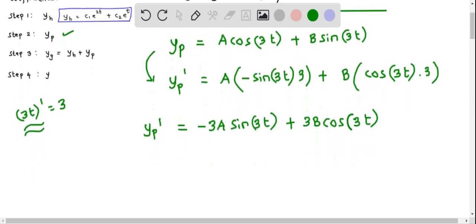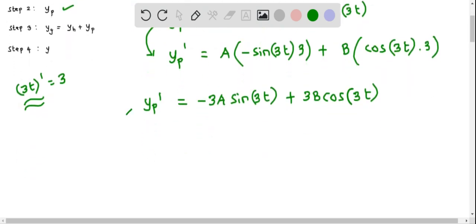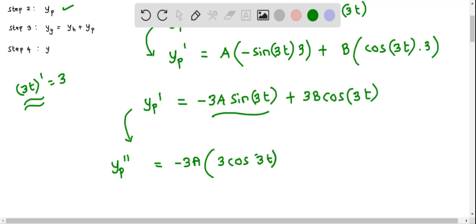Now let's find the second derivative of this. So we find the derivative of yp prime, and this is yp double prime. We find the derivative of this expression. So we have a constant negative 3a, and from the previous derivative we know that the derivative of sine 3t is 3 times cosine of 3t, after we apply the chain rule.